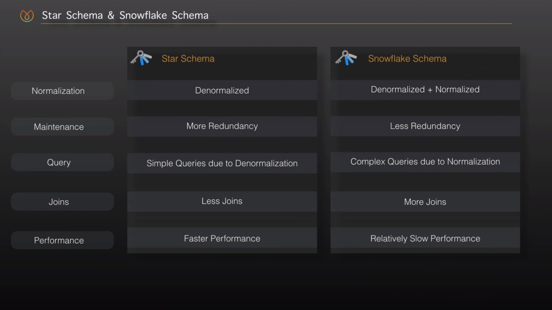And the queries in a star schema are simpler due to the pure denormalized design, and we have complex queries in Snowflake schema due to the normalized structure and additional tables. So it means in a star schema, only a single join creates the relationship between the fact table and a dimension table, but a Snowflake schema requires many joins to fetch the data. So when we consider the performance, we will get better results in the star schema, and Snowflake schema can be relatively slow because of the more joins and normalized tables.